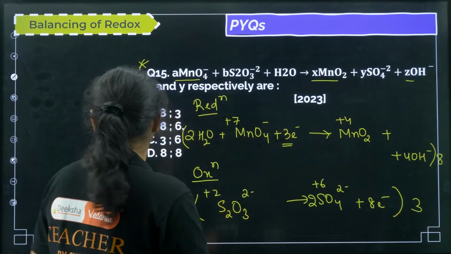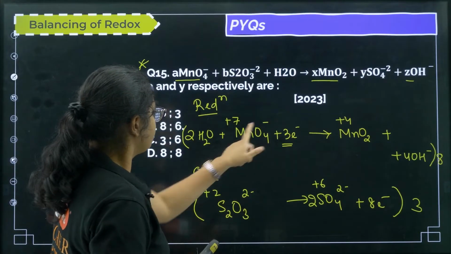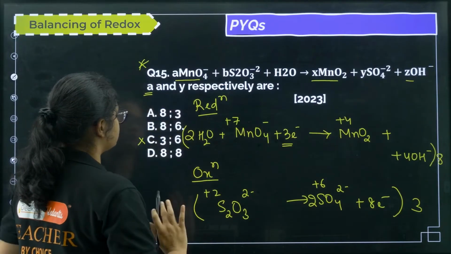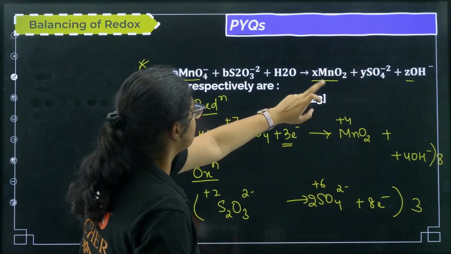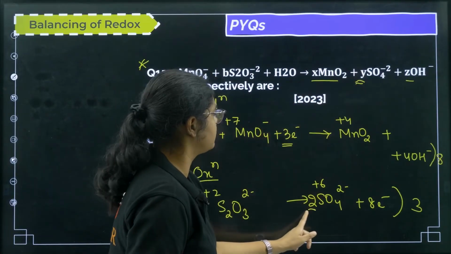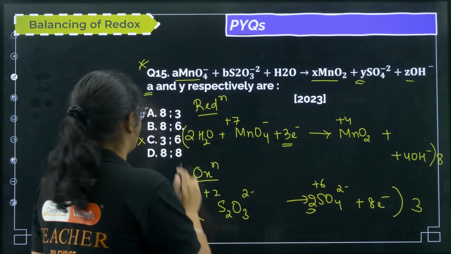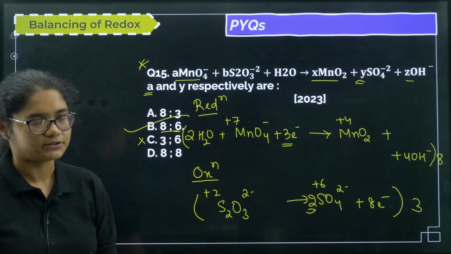So that means you need to find the A value, right? So what will be the A value? If you are multiplying this one with 8, so A has to be 8, we can eliminate this option. Next you have to find Y, right? So you have to multiply Y, means this one SO4, with 3. So 3 into 2, it will be 6. So 8 and 6 will be the correct answer. B will be the final answer for this question.